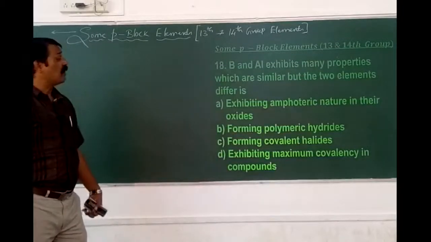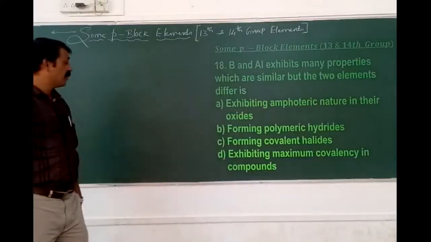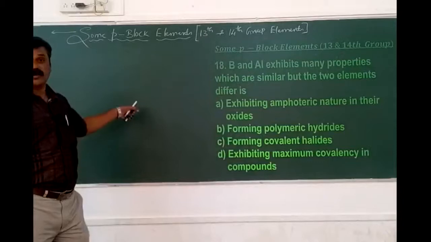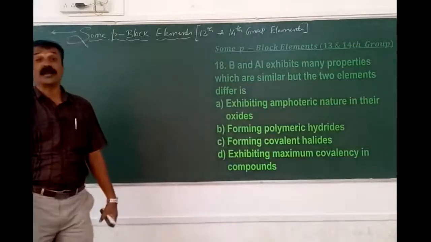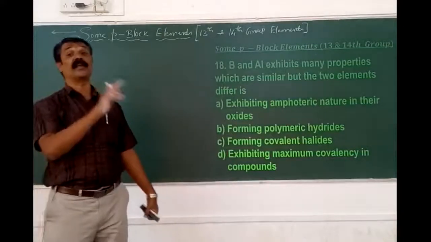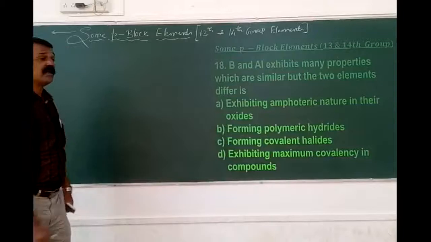Forming the polymeric hydrates. As we have mentioned, there is a formation of polymeric hydrates. Okay. Then forming the covalent halides because, due to the diagonal relationship between them, they show what character? The covalent character rather than the ionic character. Then exhibiting the maximum covalency in both the cases.